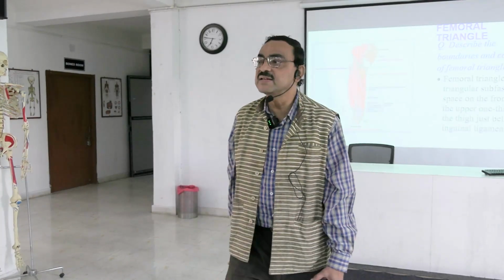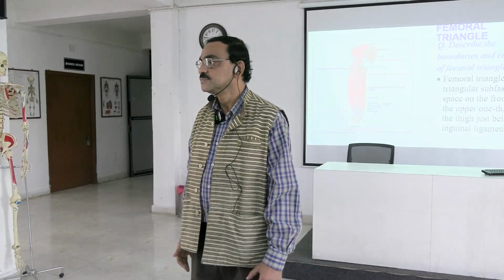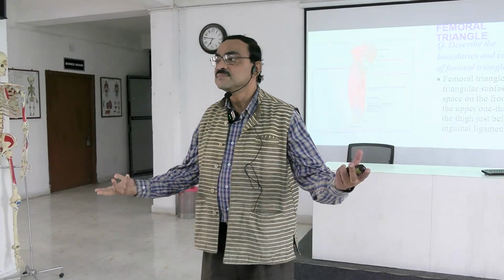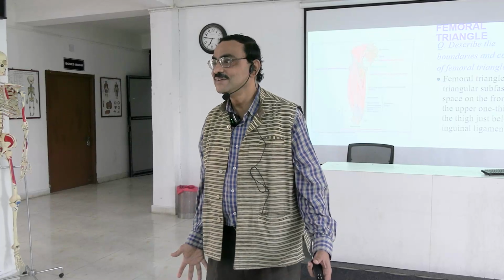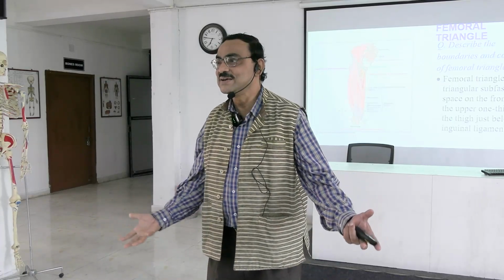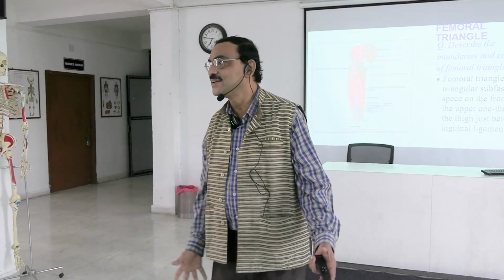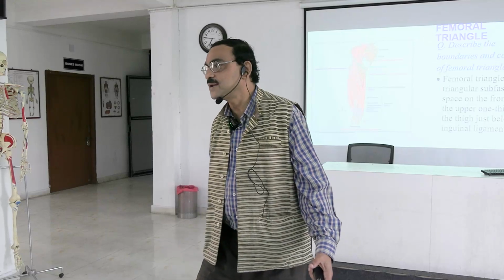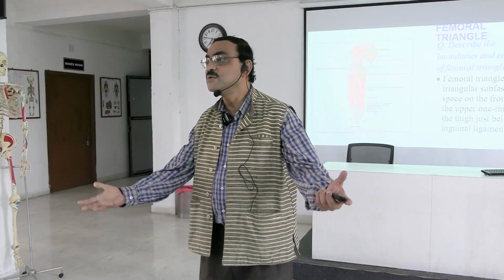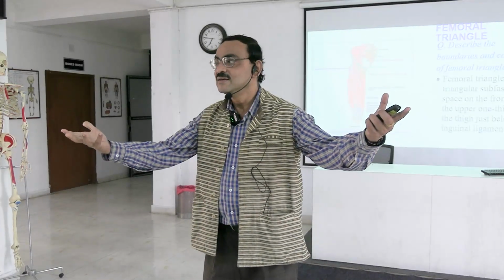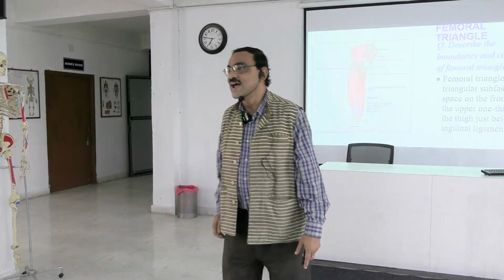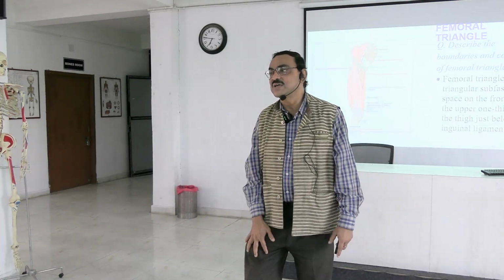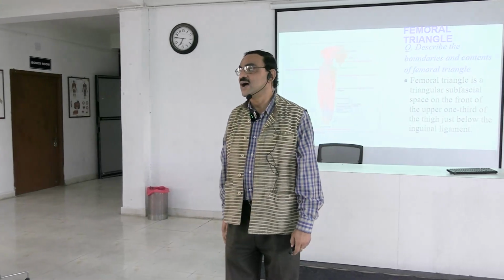What can you expect in the deeper aspect? Heart, lung? Can you tell me something? Can you expect brain here? Then tell me what you can expect. Very good, the muscles. That is, the muscles of the anterior aspect of the thigh.